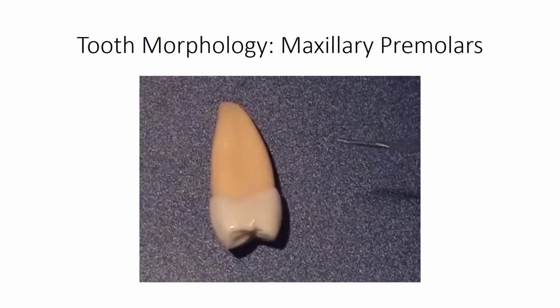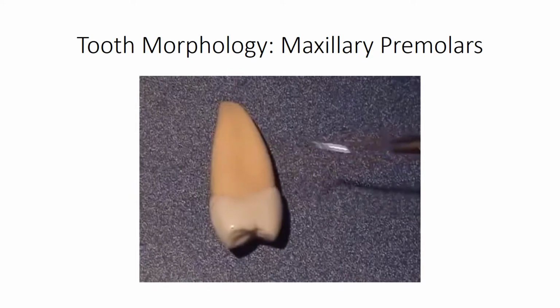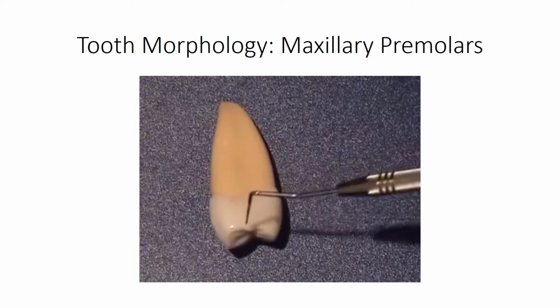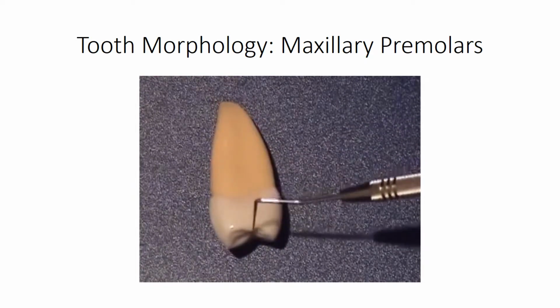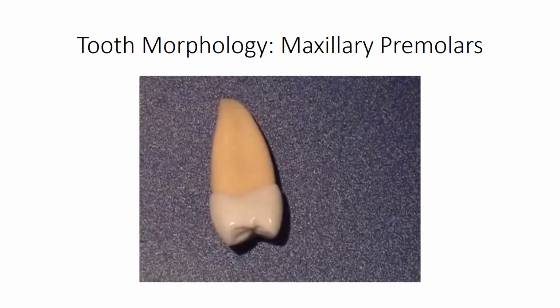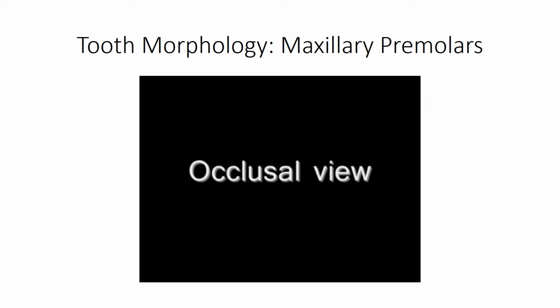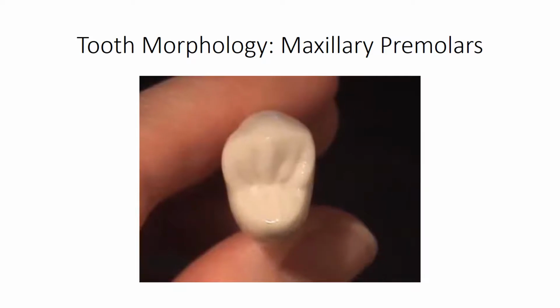From the proximal view, height of contour on the buccal is in the cervical third near the junction with the middle third. On the lingual, it's in the middle third. There's no mesial marginal groove.